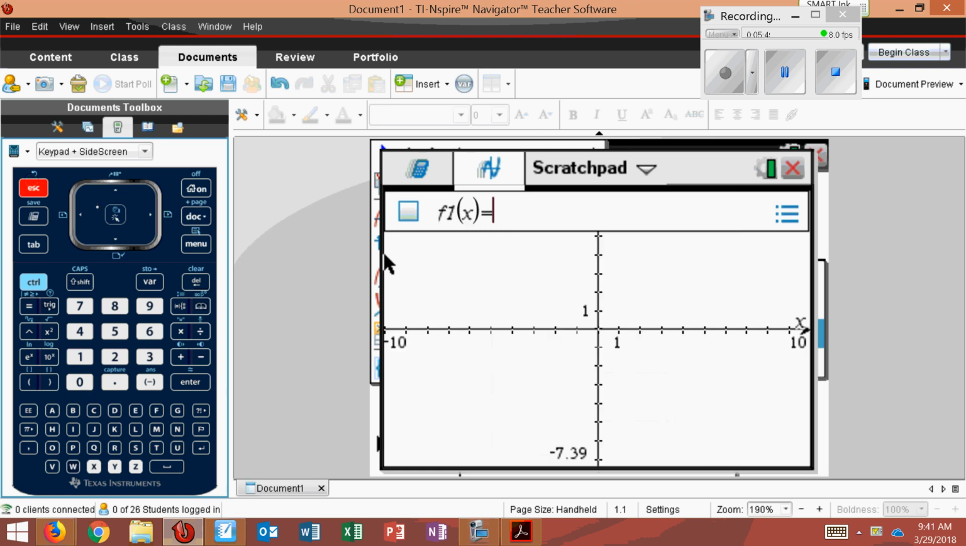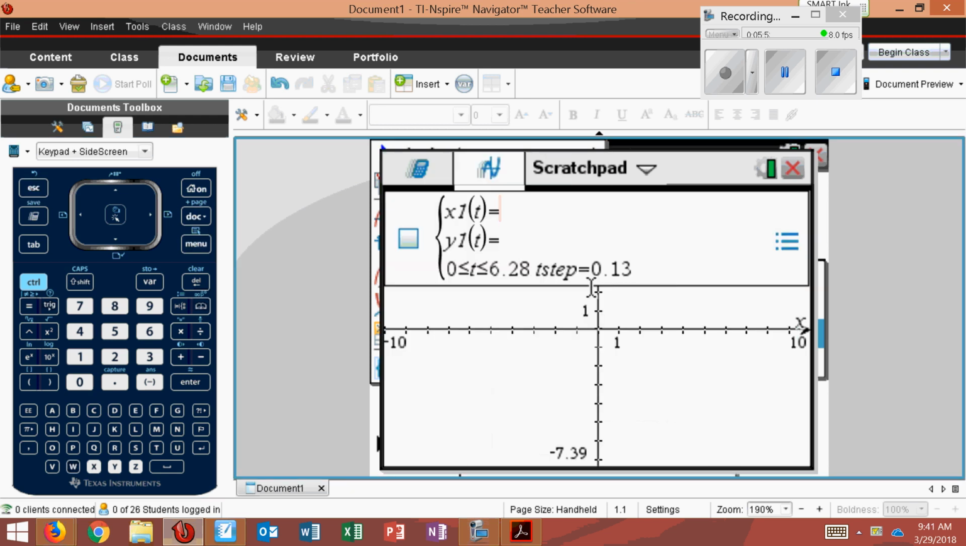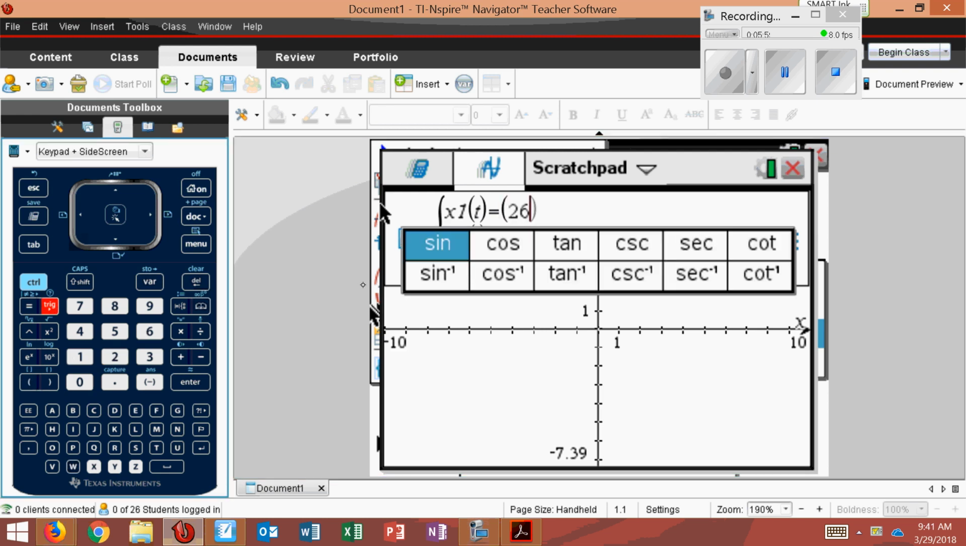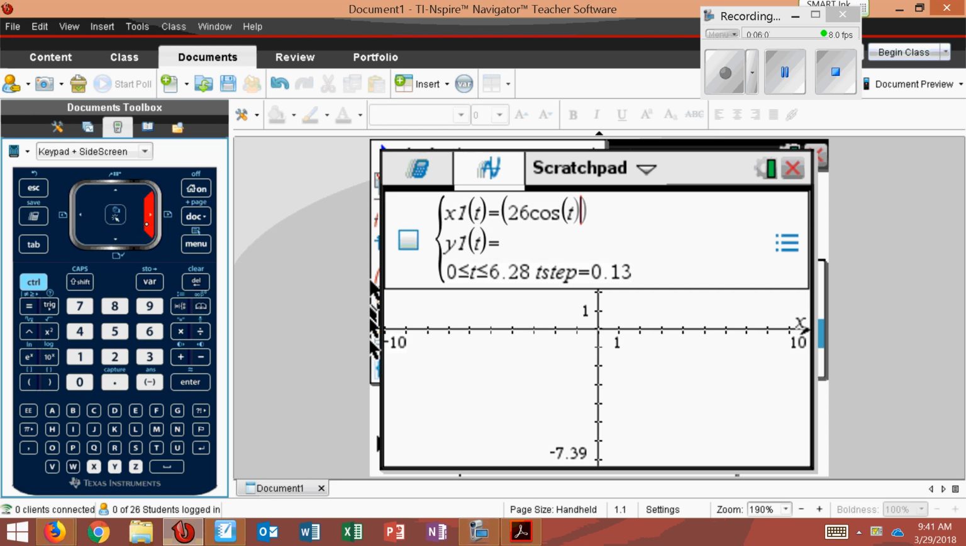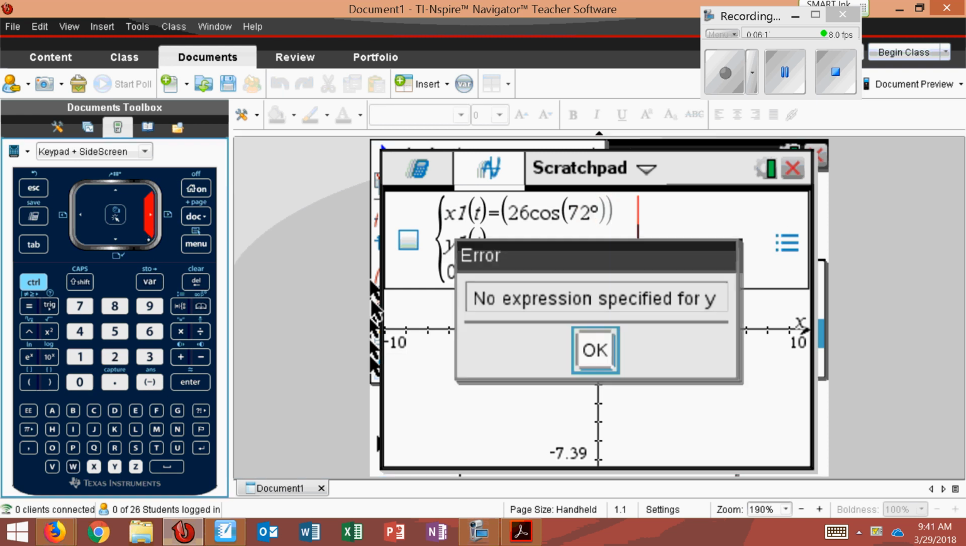So I go menu, I'm going to go graph entry, I'm going to choose parametrics. And now my equation was parentheses 26 of cosine theta. Now instead of theta though, they're going to use a t. No, I'm sorry, we will put a theta there. No, it was 72 degrees. Sooner or later I'll get it right. It was 72 degrees, and then there's a t on the outside.